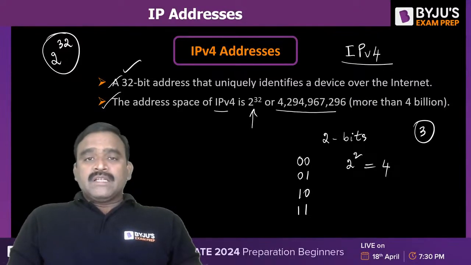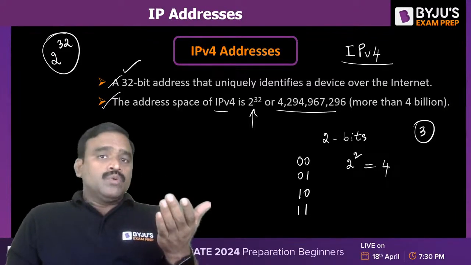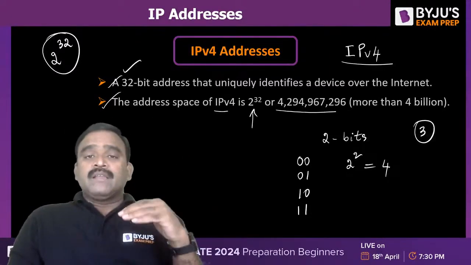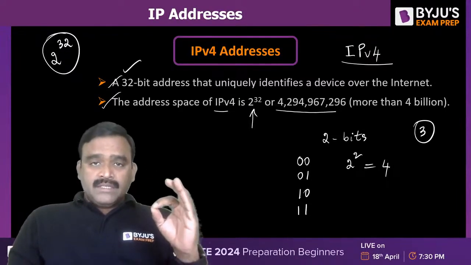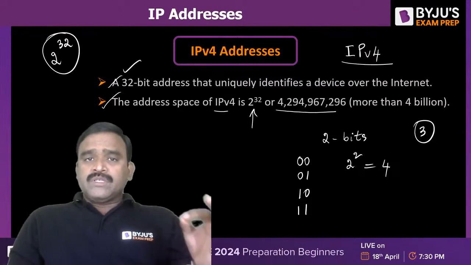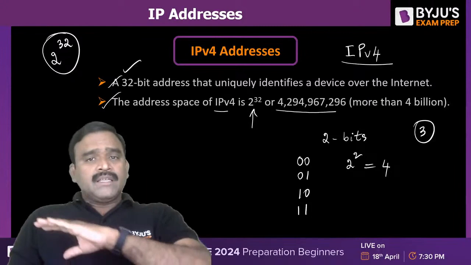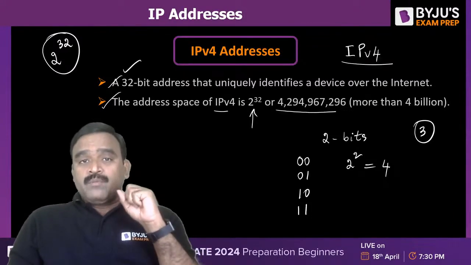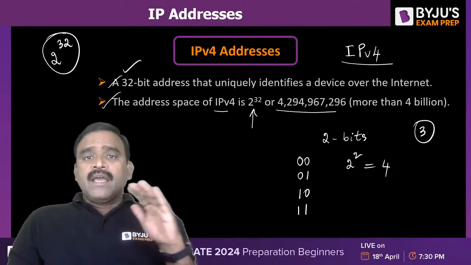More than 4 billion entities, but we may not be able to use all of them for hosts, because there can be special addresses, private addresses, addresses used for loopback, addresses to identify the network address, and also the broadcast address. There are many varieties of addresses in the space of IP version 4. Classful addresses, classless addresses, etc.